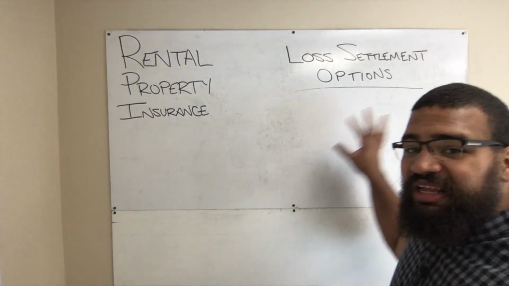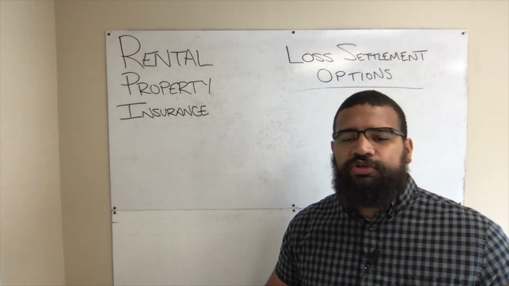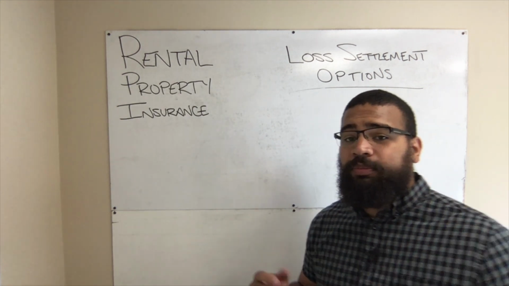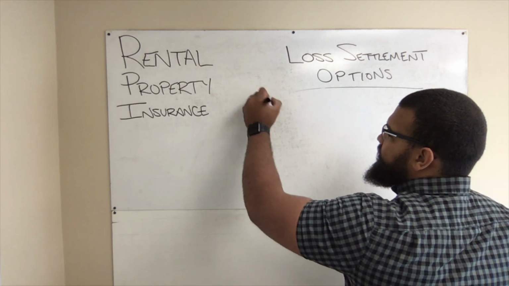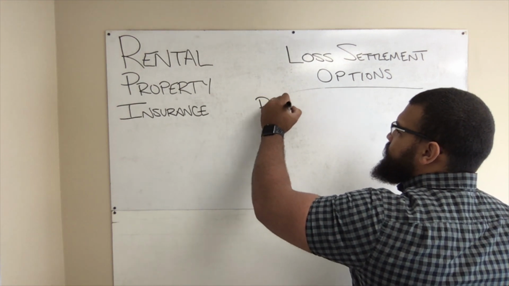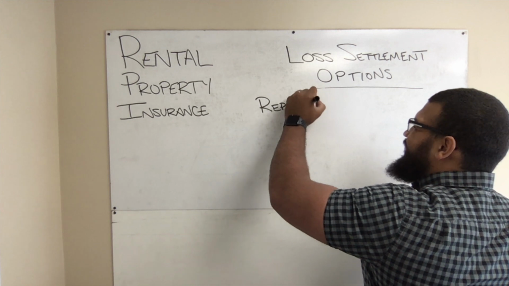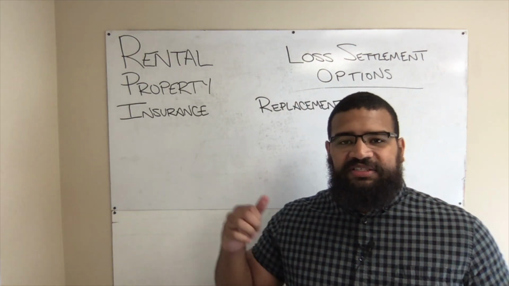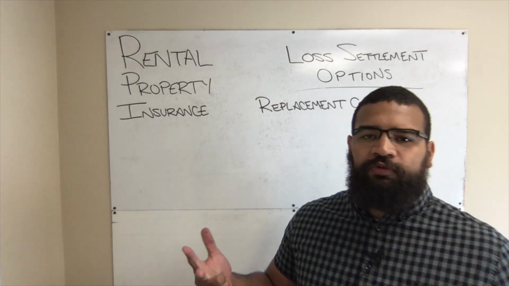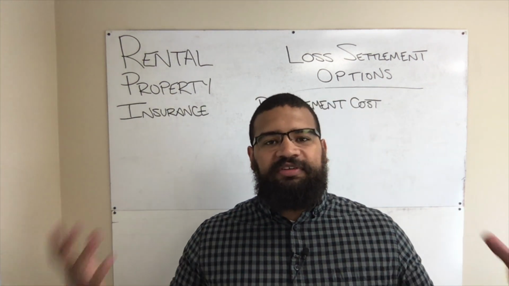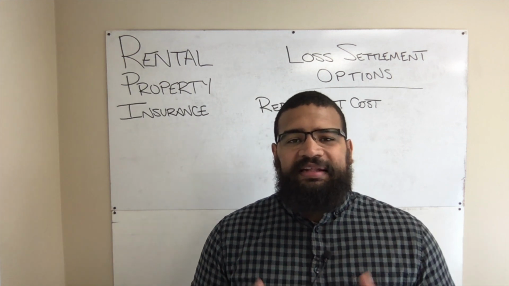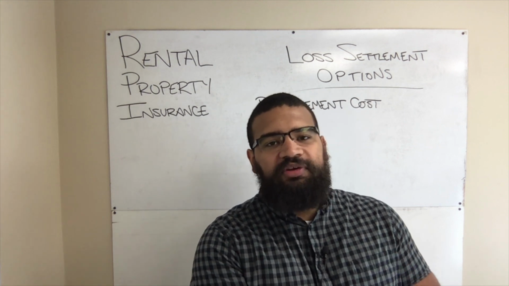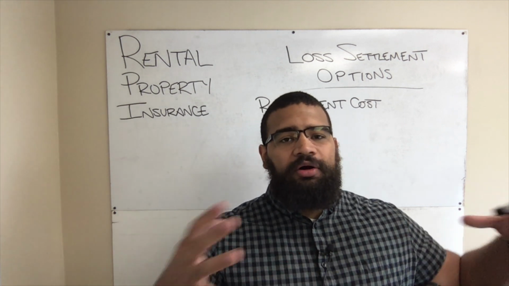Now, when we refer to loss settlement options, there are two main choices that we have: actual cash value and replacement cost. Let's first go over replacement cost. Each insurance company has their own kind of calculator. What this calculator does is it takes the square footage, the number of stories, the roof type, everything that it can possibly find about the house, and it calculates exactly how much it would cost to put all of those building materials back together as they are currently.